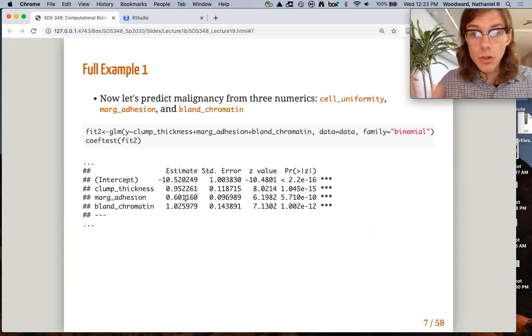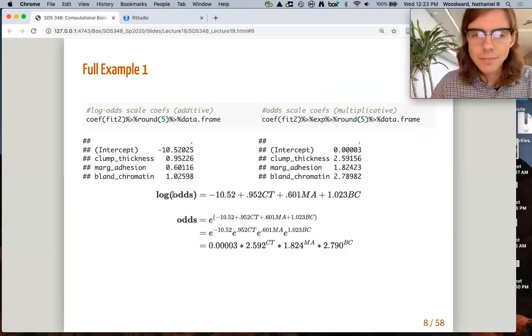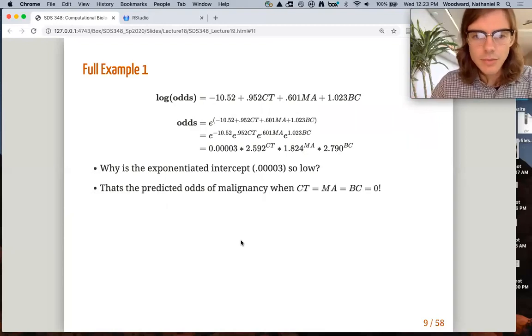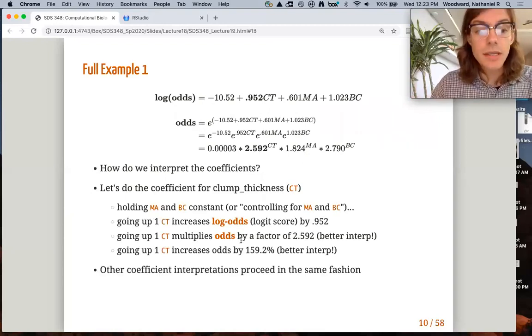If your log odds are positive, then that means the effect on the predicted probability is positive. If any of these were negative, that would mean they would be having a negative effect on the probability. They'd be going down. So it's kind of nice, you can just look at the sign on the log odds scale. But it's better to look at the exponentiated coefficients. Cool. And the other coefficient interpretations you can do in the very same way. It's really no different.